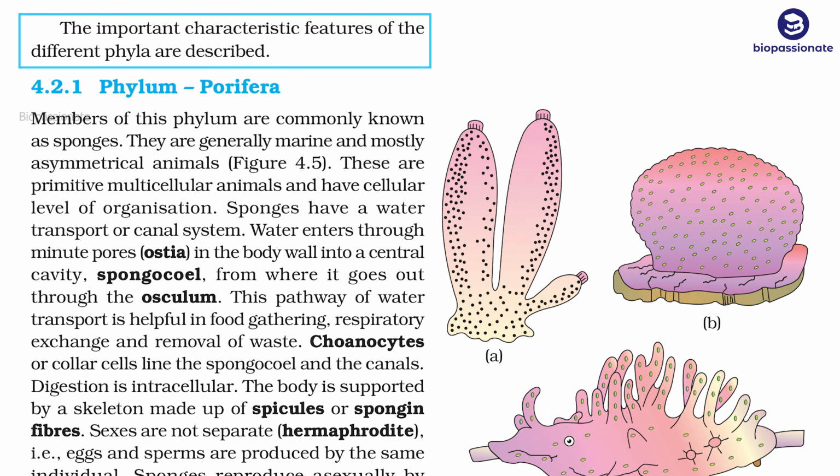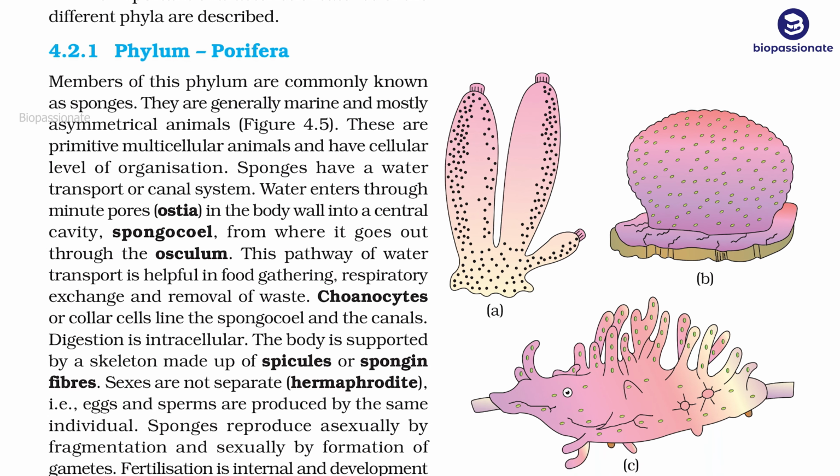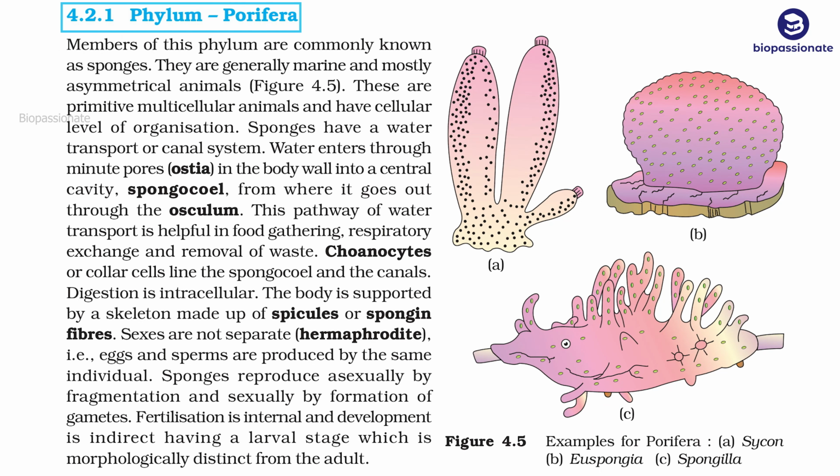The important characteristic features of the different phyla are described. 4.2.1 Phylum Porifera. Members of this phylum are commonly known as sponges. They are generally marine and mostly asymmetrical animals, figure 4.5.